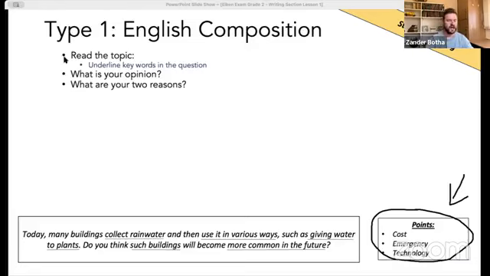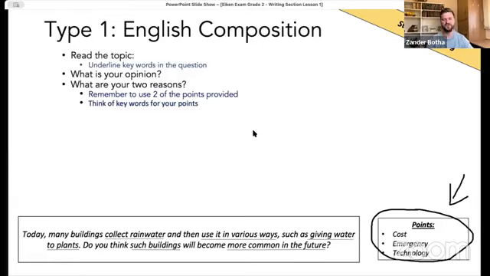All right. Now that you have your 2 points for your reasons, the next thing we need to do is to think of some key words for the point. So if you chose cost and technology, try to think of some good vocabulary you can use with those points. Because remember, one of the scoring areas in this task is vocabulary. So you need to make sure you use good vocabulary in your essay.